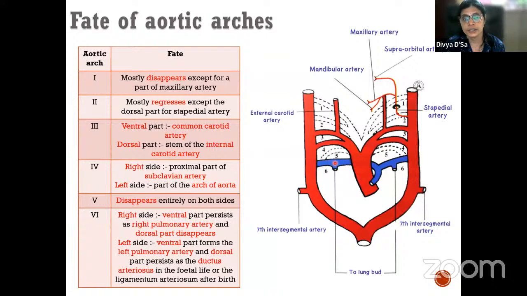Sixth arch, the ventral part persists as the right pulmonary artery here on the right side, and the dorsal part, everything will disappear. Left side, the ventral part forms the left pulmonary artery, and dorsal part will persist as the ductus arteriosus, which will later form the ligamentum arteriosum after birth.